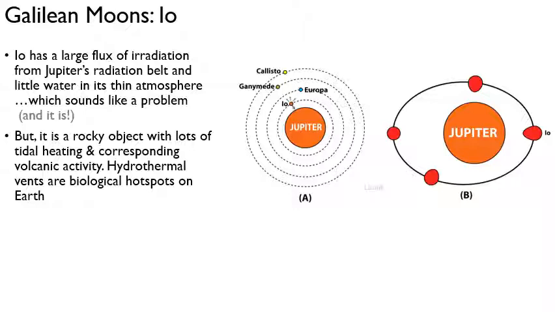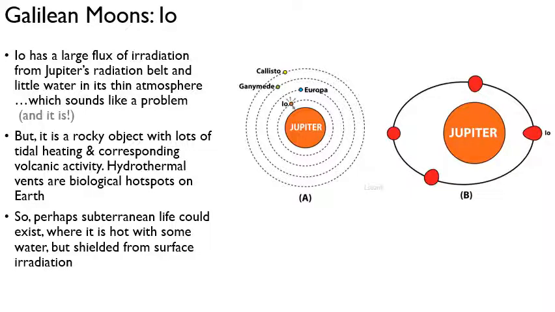And if you think about, okay, you have a rocky object, a lot of volcanic activity, that maybe then gives you some conditions conducive to life, because on Earth, hydrothermal vents are biological hotspots. So the idea is maybe you have some subterranean life. It would have to be subterranean because you don't really have much of an atmosphere and you have a lot of radiation on the surface. But maybe there's a subterranean ocean here and you could have some life existing in that location, maybe.